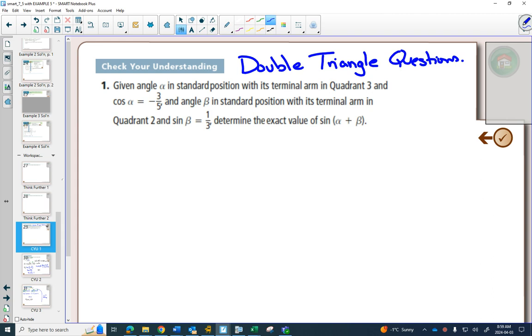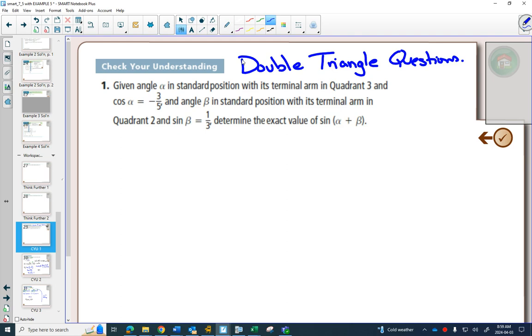So given angle alpha in standard position, terminal arm quadrant 3, and cos alpha negative 3/5, angle beta standard position quadrant 2, and sine of beta 1/3, what is sine of alpha plus beta?